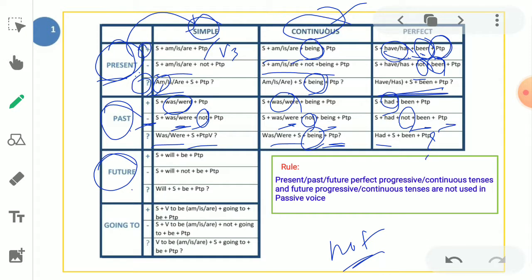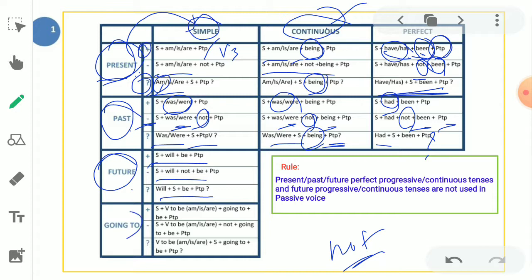Then future. When we come to simple future: subject plus will or shall plus be. You have to write be after the helping verb, plus V3 form. In negative: subject plus will plus not plus be plus V3 form. In question: will at first, then subject, then be plus V3 form. So this is the way we have to write the helping verb.